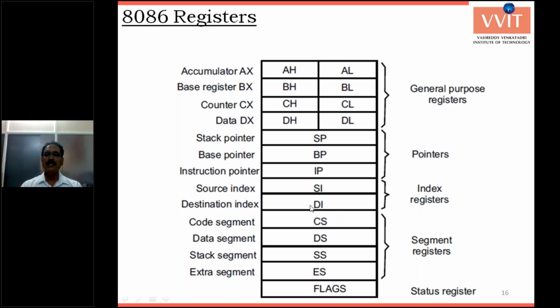Next, there are two index registers, SI and DI, source index and destination index. 16-bit purpose only is supported, not 8-bit. These are used for the indexed addressing mode and are also supported for string instruction statements. In string instructions, the source offset address is referred to the SI and the destination offset is referred to the DI. The segment registers are used as the index of the corresponding segment, loaded with the higher order 16 bits only.